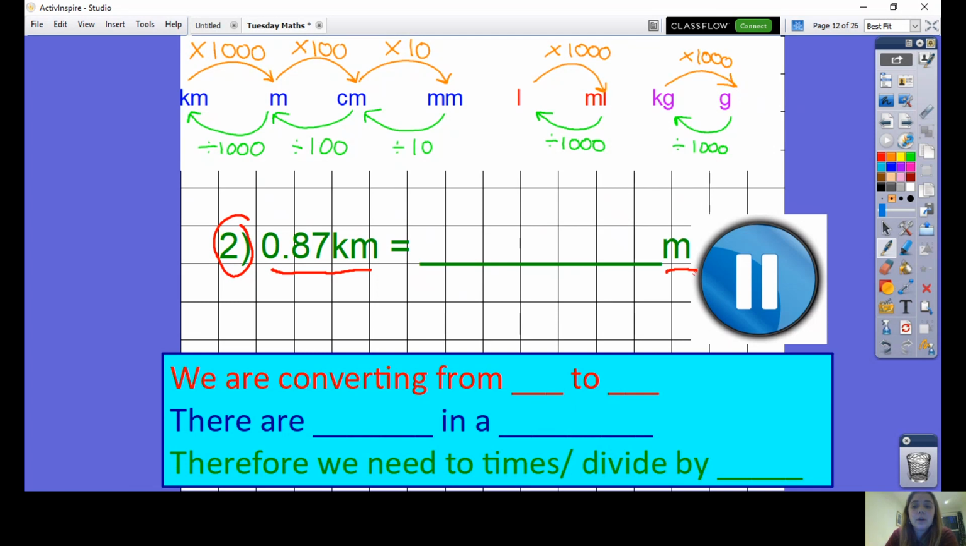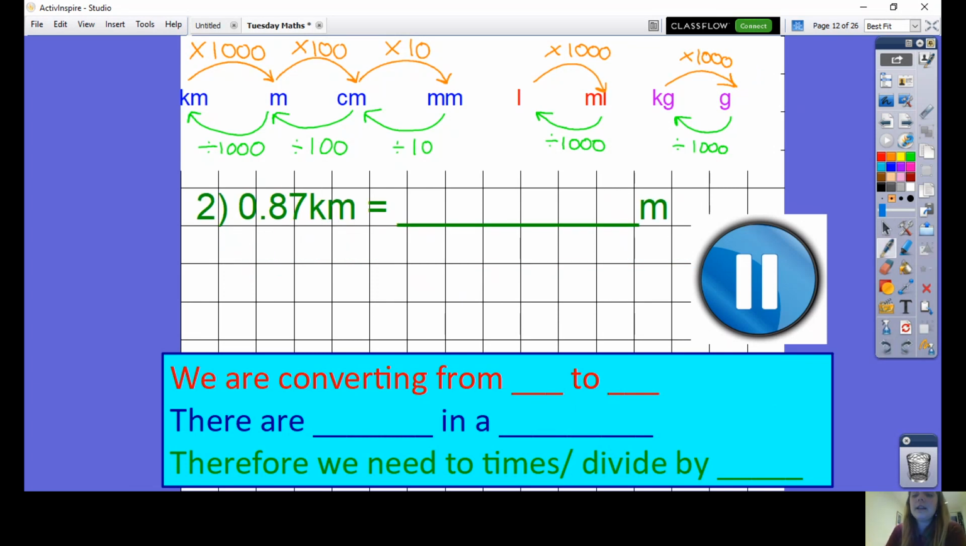Your second question then is 0.87 kilometers is how many meters? If last time you used this method to work it out and you got it wrong, try using this method, and vice versa. Find the way that works for you to work out how to convert these units of measurement. Pause the video and convert 0.87 kilometers into meters.